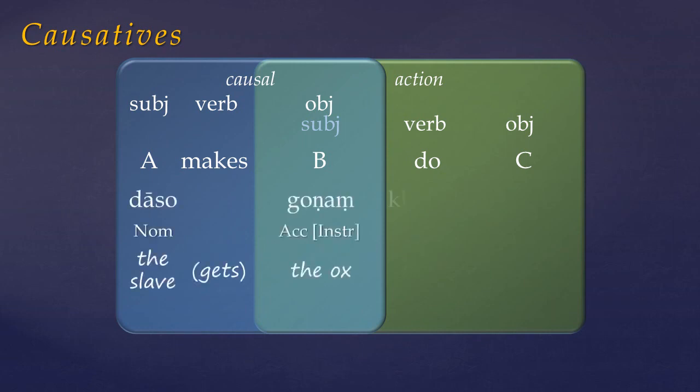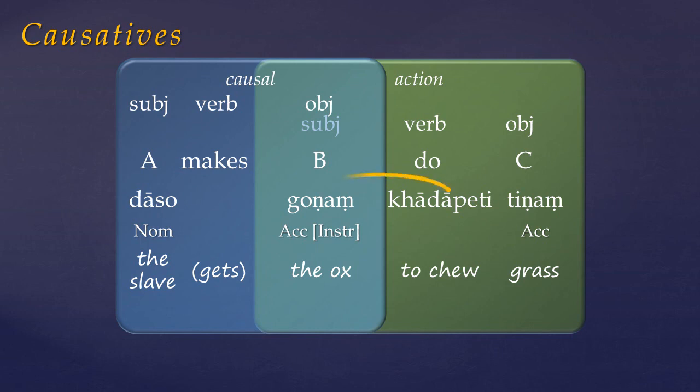Now in Pali, the causal sentence has only the one verb. The causative verb in effect plays both roles. The causal infix can be seen as the make, get or have, whilst the root of the verb expresses the action being caused.